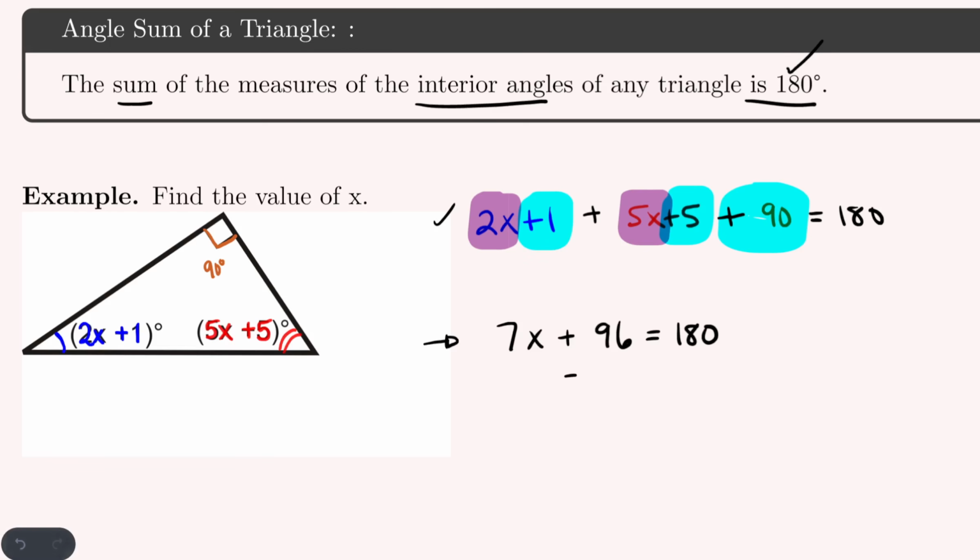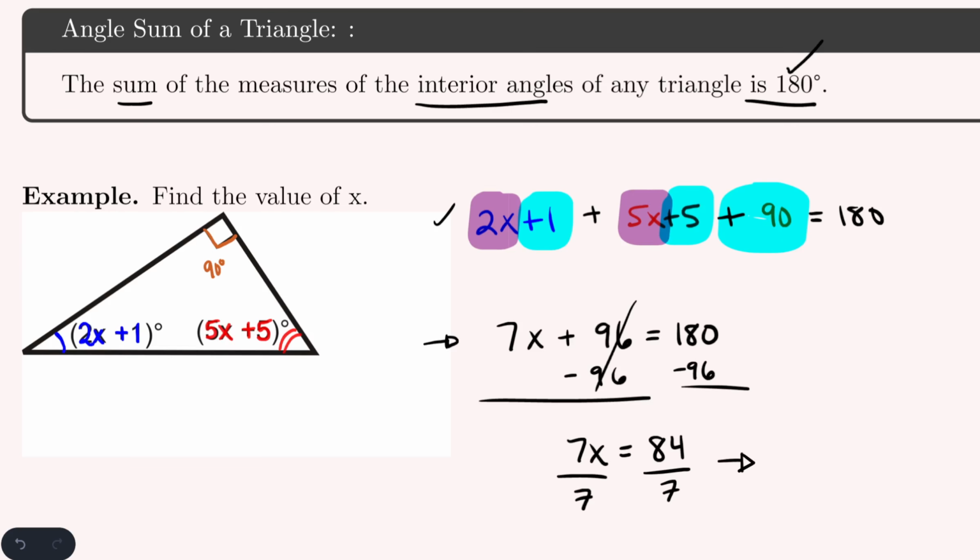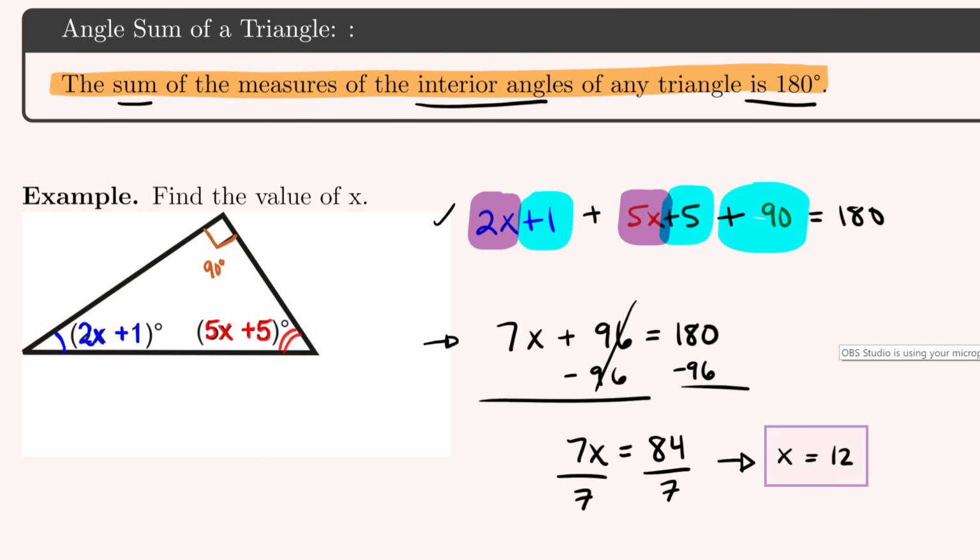So we begin by subtracting 96 from both sides. And when we do so, we're left with 7x on the left side will be equal to 84 on the right side. Next, we can divide both sides by 7. And we see x is equal to 12. So as we continue with other examples, do keep this idea in mind. If you add all the angles of the interior of a triangle, you will always get 180 degrees.